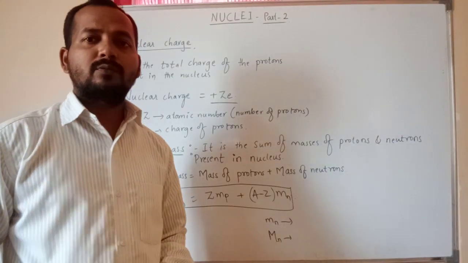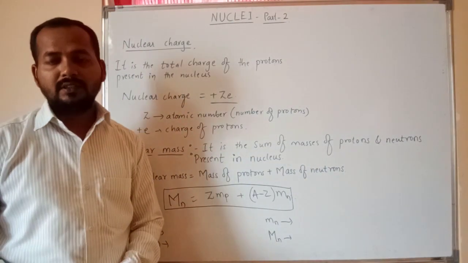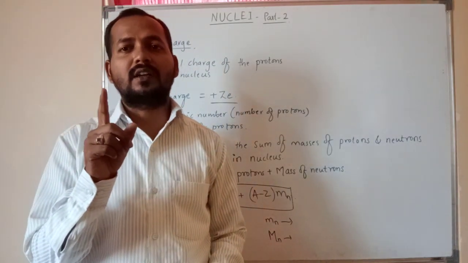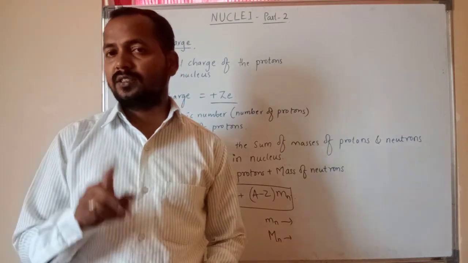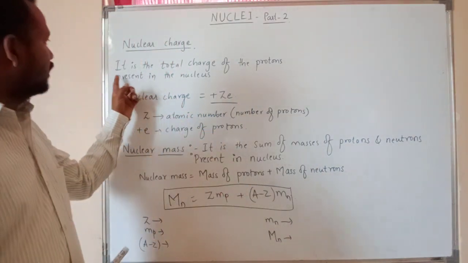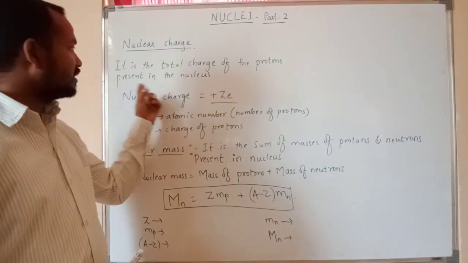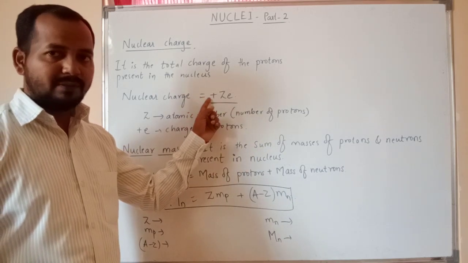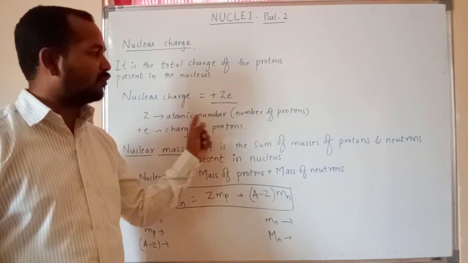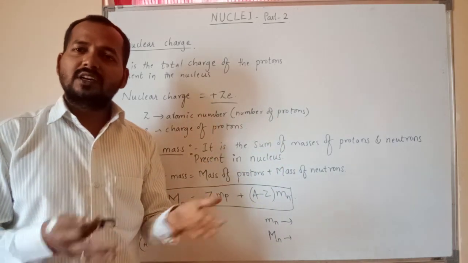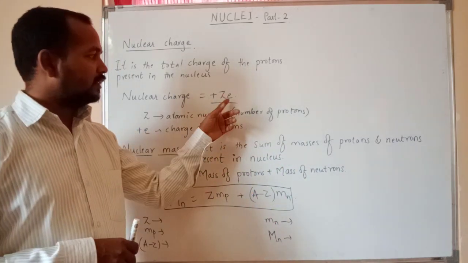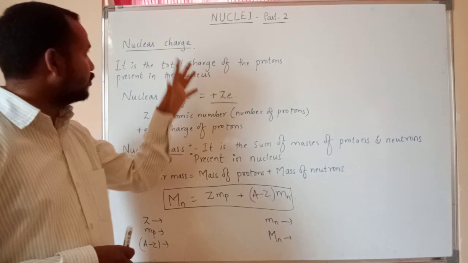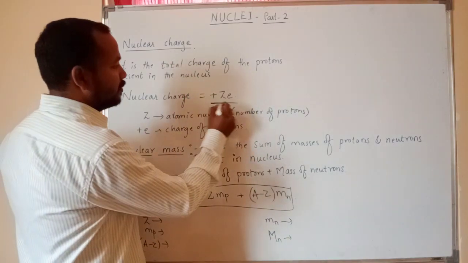Next, one more concept is the nuclear charge. The charge of the nucleus is only due to the protons, not because of the neutrons. Neutrons are electrically neutral, but protons are positively charged, hence the nuclear charge is always positive. That is, it is the total charge of the protons present in the nucleus. This nuclear charge is given by plus Ze, where Z represents the atomic number, which gives the number of protons. The charge is that many times plus e, where plus e represents the charge of a proton. This is called nuclear charge, which is always plus Ze.